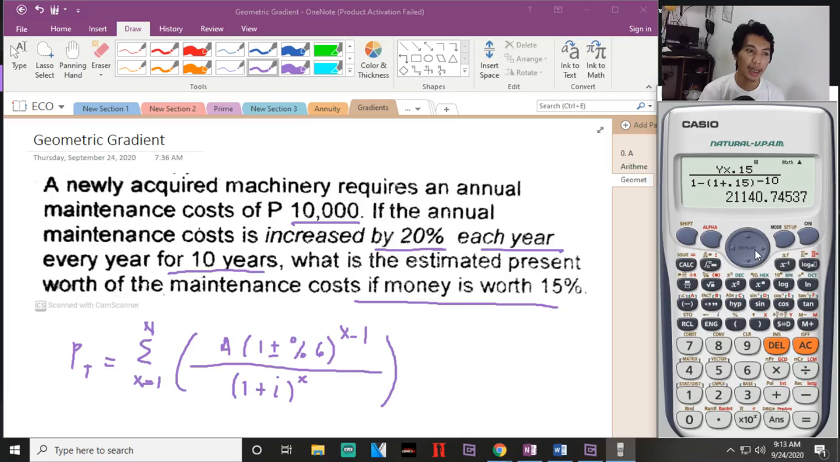And then we will continue pagdating na nung ating depreciation. And then capitalized cost, annual cost. Maikli na lang yun. So, that's all for today.